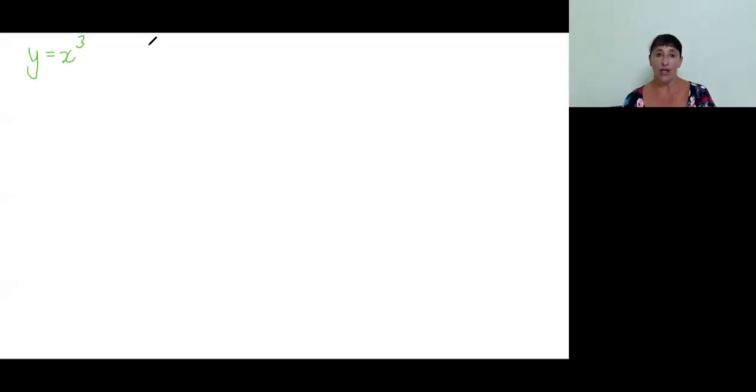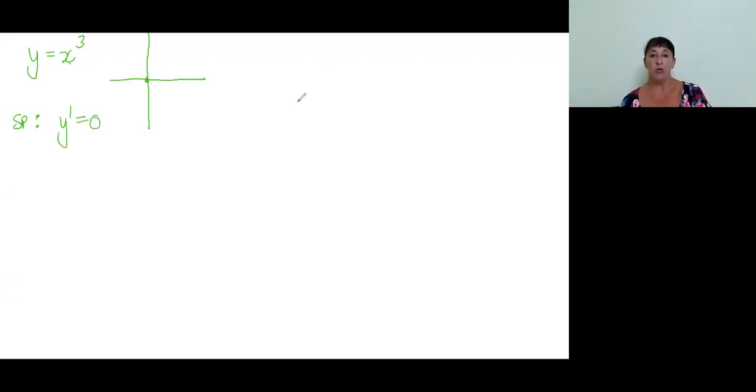I think what I'd like to do is start with the function y equals x cubed, and just quickly go through that. So the x-intercept would be when y is 0, so you get 0, and the y-intercept would be when x is 0, so you get 0. And if we wanted to find the stationary point, then remember it is derivative equals 0.